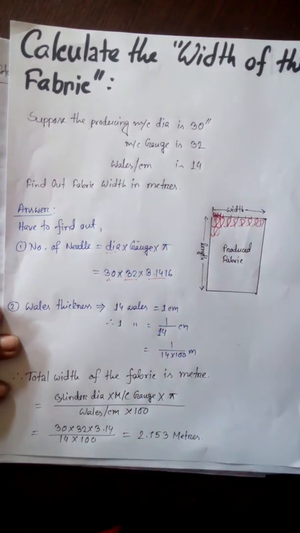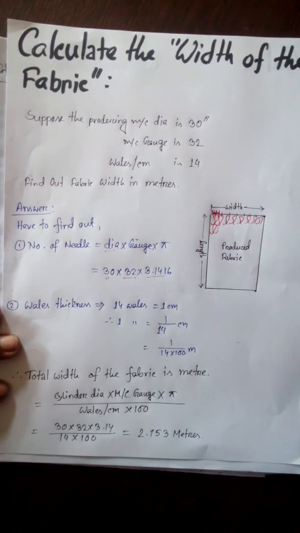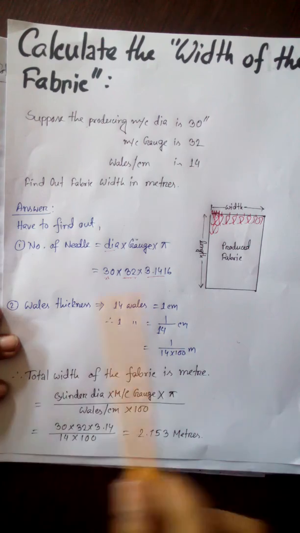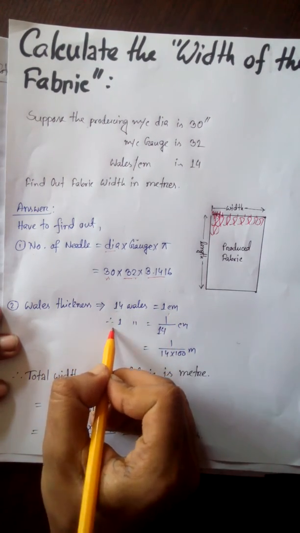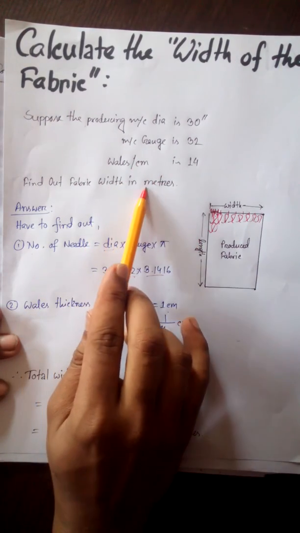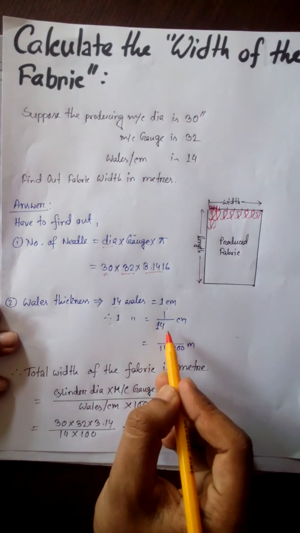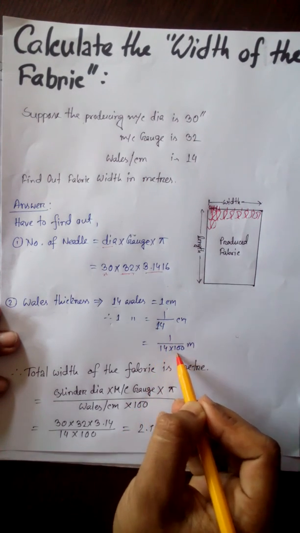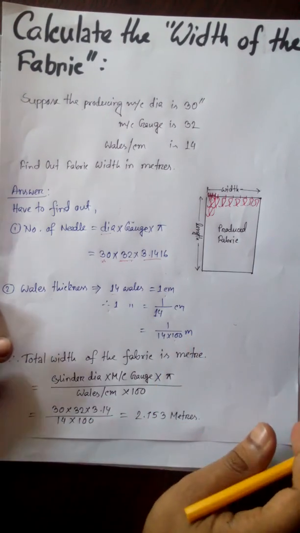width of the fabric. As in the question, it is given that there are 14 walls per centimeter, that is 14 walls in 1 centimeter. So 1 walls is 1 by 14 centimeter. As we are calculating in meters, we have to convert it to meters, so I have divided it by 100 and found the value in meters.